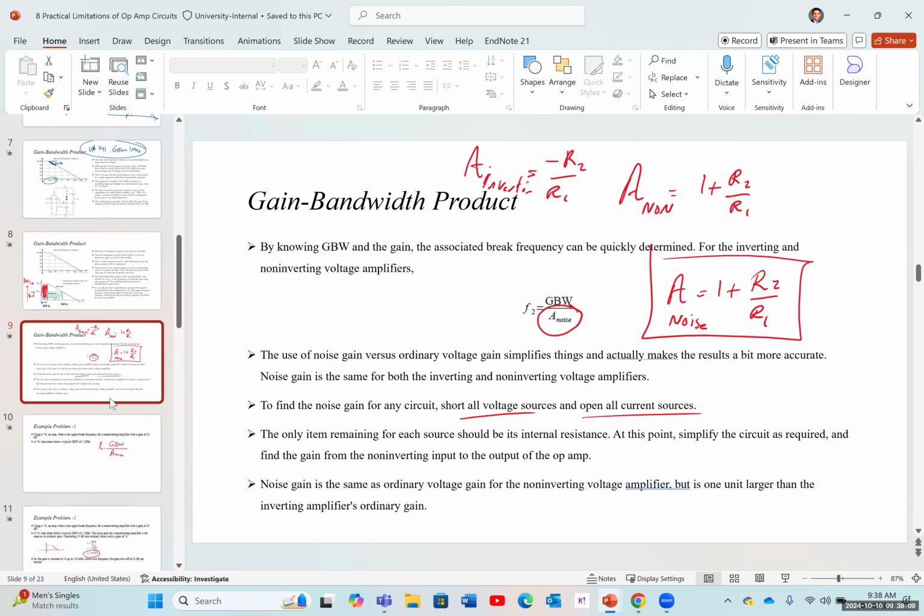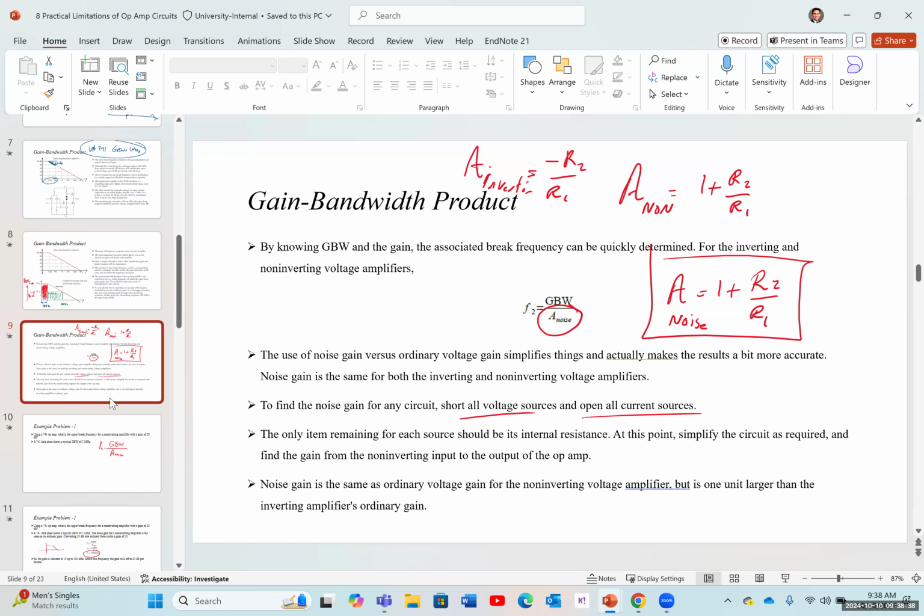The upper cutoff frequency is measured and calculated using the gain bandwidth product. The equation was F2 is equal to gain bandwidth, or F unity, over A noise. A noise for an inverting and a non-inverting op amp is the same. It's equal to 1 plus the feedback resistor over the input resistor. So 1 plus R2 over R1, or RF over R1.